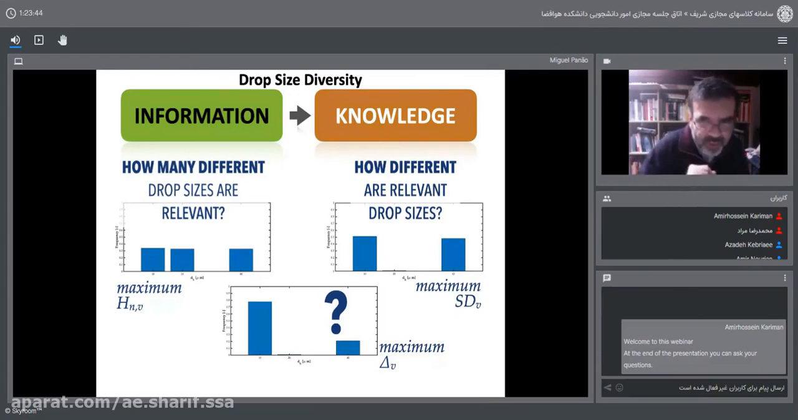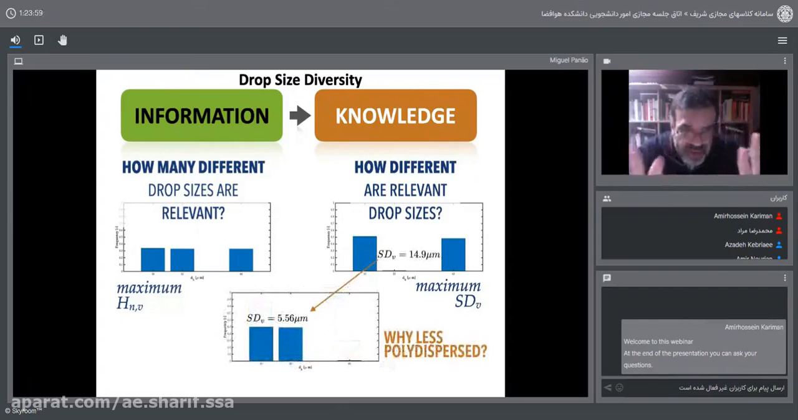But let me give you another thing. When you look at the maximum volume-weighted standard deviation, you see mainly 2 sizes, 10 microns and 40 microns. And you see how different they are, right? But if I didn't distinguish these questions, if these parameters were competing, why, when I have only also 2 sizes, but they are much closer, is this a less polydispersed spray? So this justifies the difference in the meaning of these words.